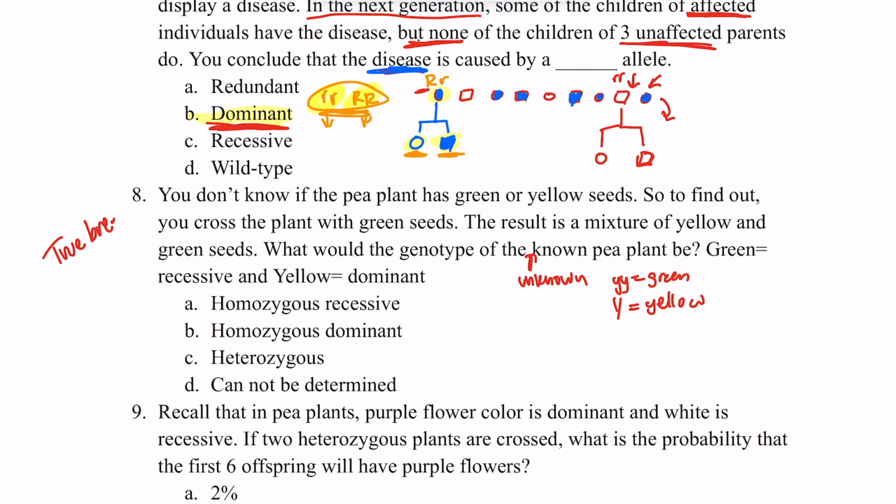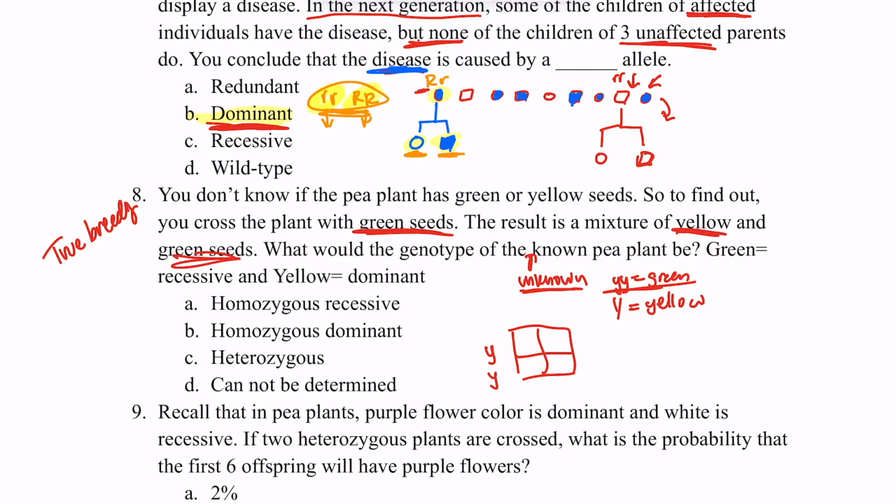So we have an unknown, and to figure it out, we're going to breed it with a plant of green seeds, right? That's our recessive. That is our true breeding. So let's just put this here, little y. This will be our unknown up here. But it says the result is a mixture of yellow and green seeds. So that's our huge hint.